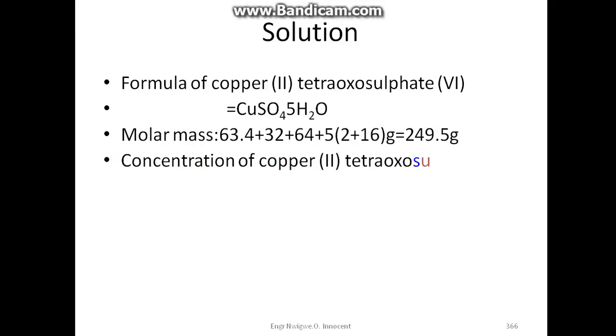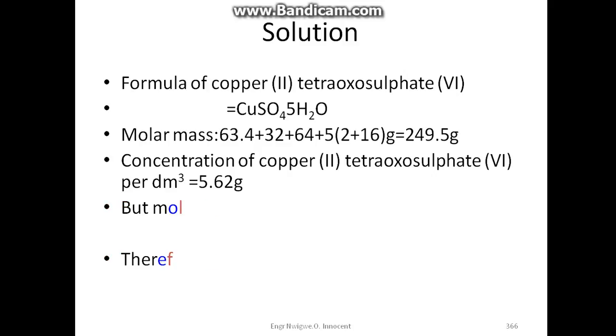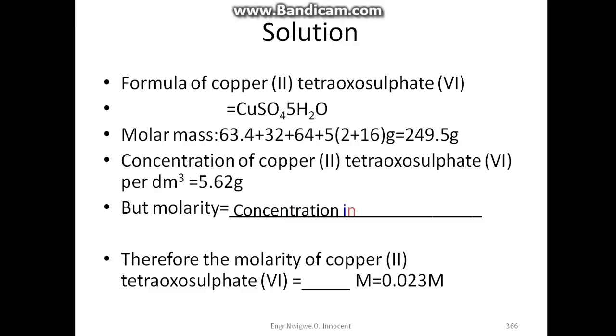Concentration of copper(II) tetraoxosulfate(VI) per dm cube is 5.62 gram, but molarity is equal to concentration in grams per dm cube over formula mass. Therefore, the molarity of copper(II) tetraoxosulfate(VI) is equal to 5.62 over 249.5. Therefore, molarity is equal to 0.023 molarity.